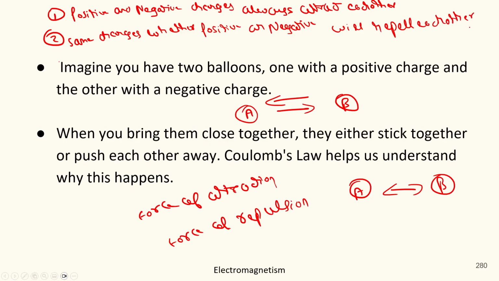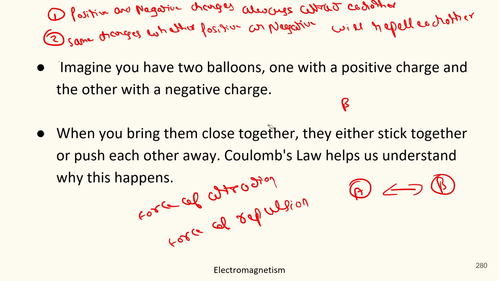Okay, so whenever they are the opposite charges, there will be a force of attraction between them. But whenever there are the same charges, there will be a force of repulsion between them. Or you can say the positive and the negative charges, whenever they come together, they will attract each other. But when the same charges, whether they are the positive or the negative, come together, they will always repel each other. Got it?